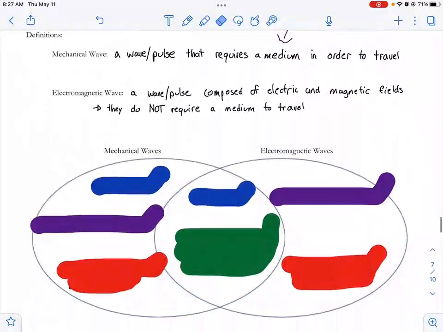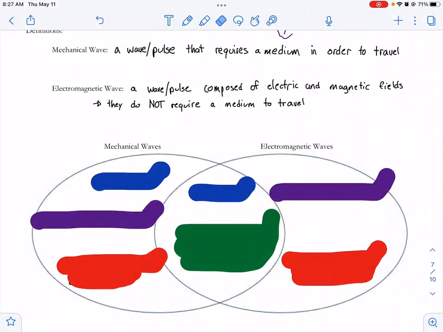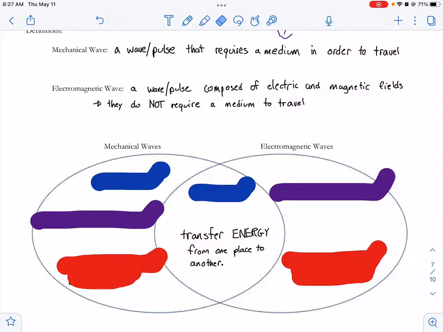So let's talk about the difference between those electromagnetic waves. The first thing that is the same, so this is a Venn diagram, so this middle part here is what they have in common. They both transfer energy from one place to another. That's what waves do. That's the purpose of a wave, okay? So they all transfer energy.